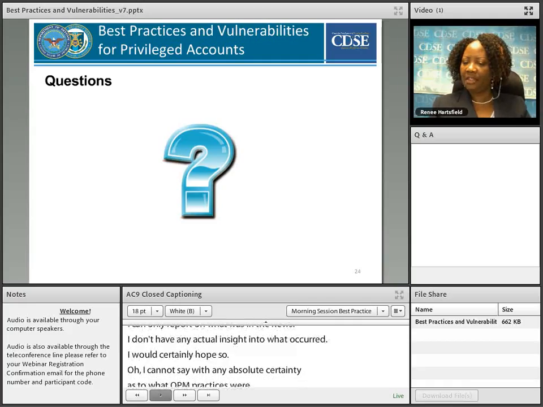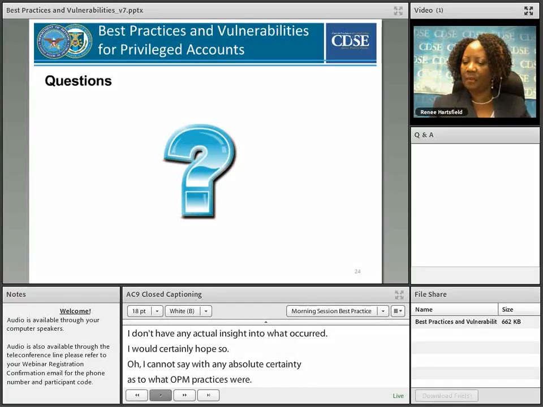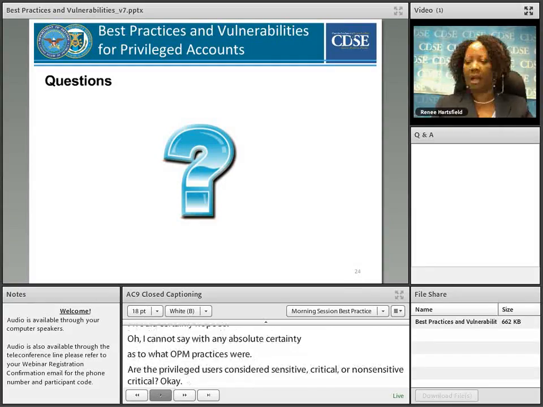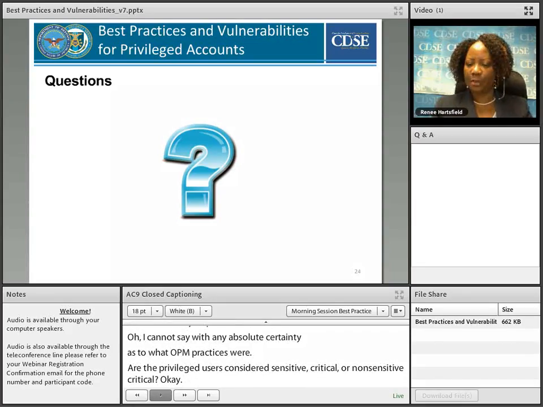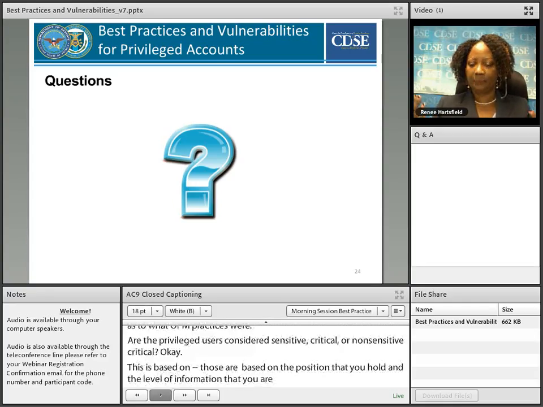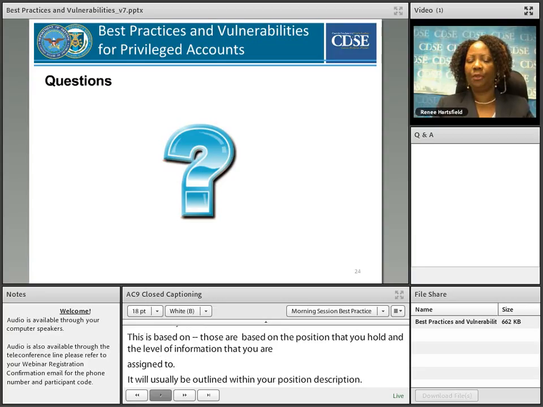Okay, are the privileged users considered sensitive critical or non-sensitive critical? Okay, this is based on sensitive. Those are based on the position that you hold and the level of information that you are assigned to. And it will usually be outlined within your position description. So if you have any question about whether your position is dictated as sensitive critical, you would be able to refer to your position description.